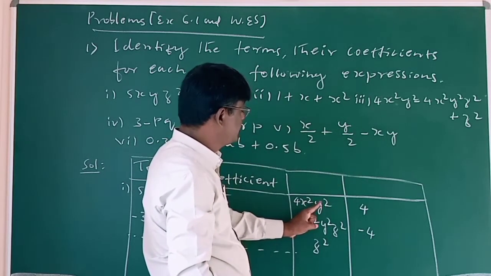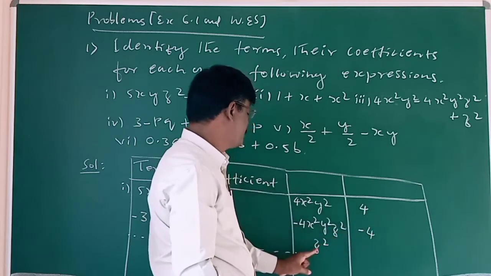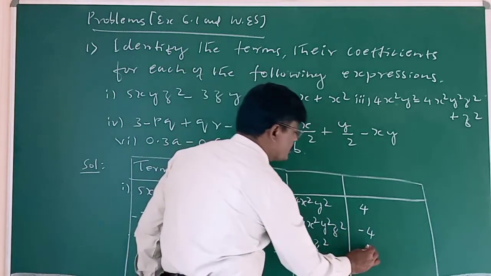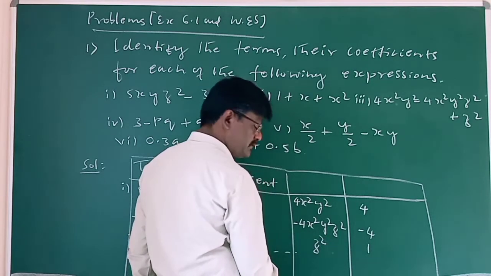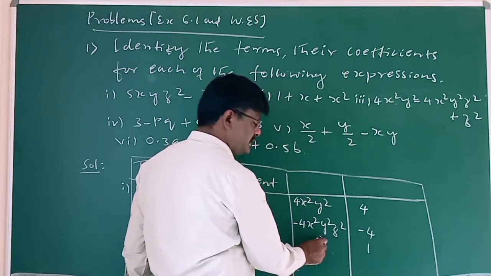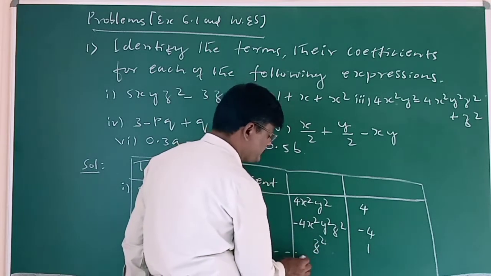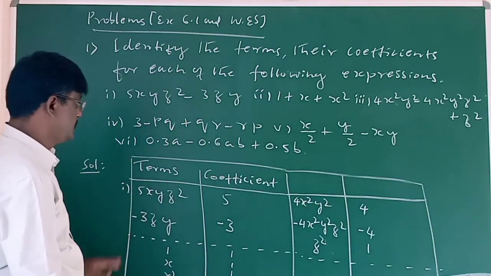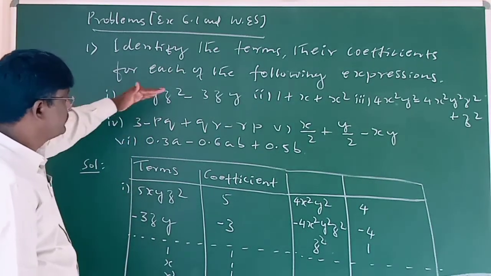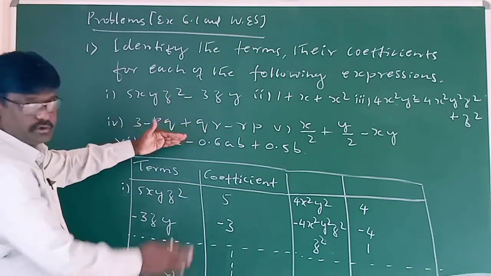First term, coefficient is 4. Second term, coefficient is minus 4. z square: what is the coefficient? 1. What is 2? 2 is the power, the exponent, the index. But here the coefficient is 1. Okay, children, like that, the remaining ones. I hope you can do it. Very simple.